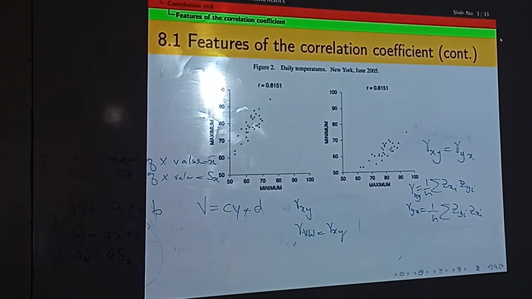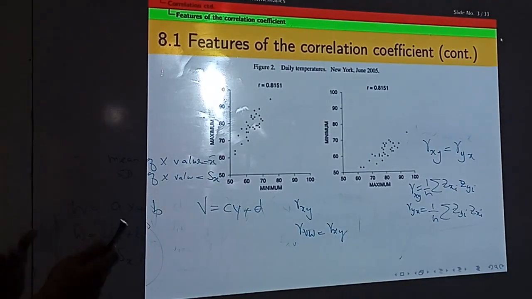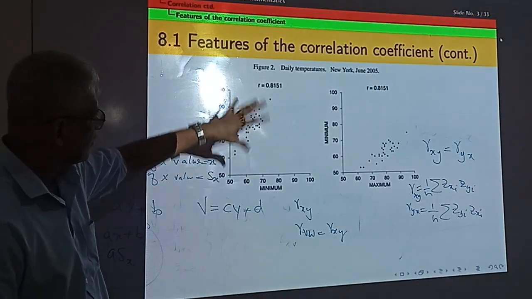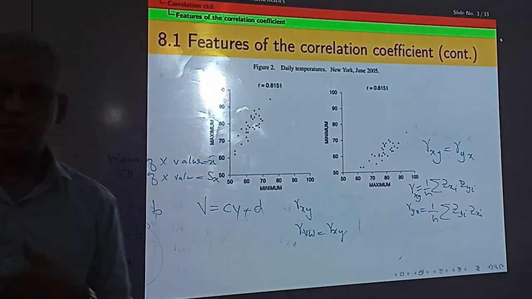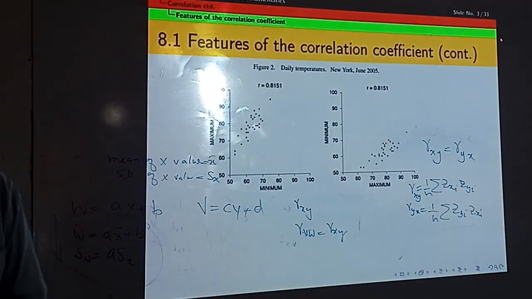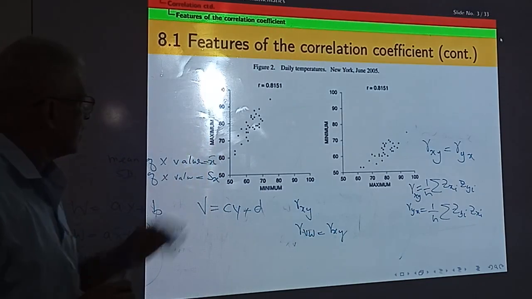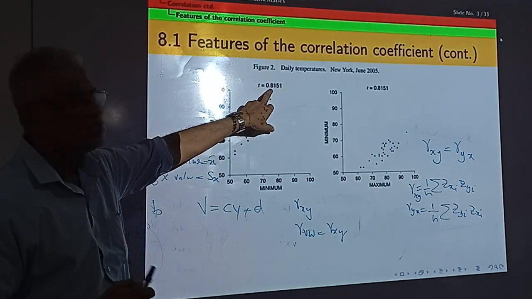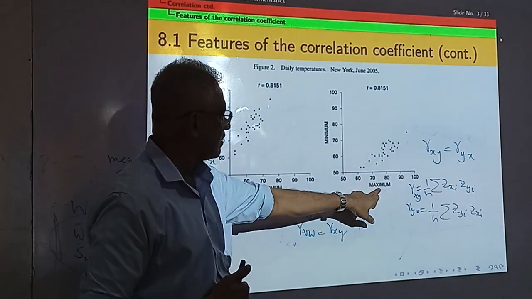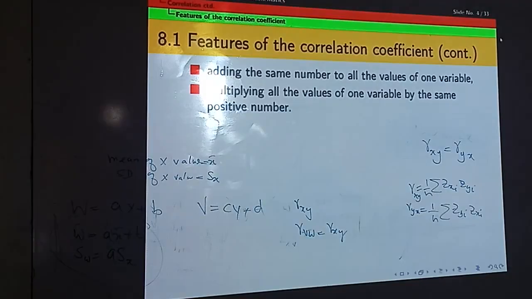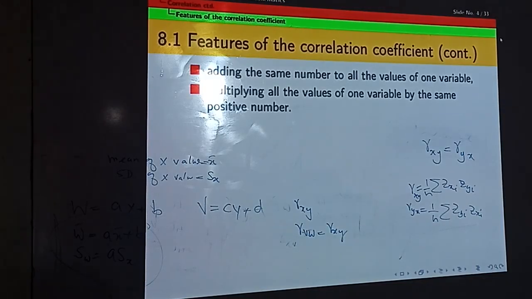So this is an example where you can interchange the two variables x and y. Here what we have is some temperatures. For each day we have a minimum temperature and a maximum temperature, so each day we have two values. If you take minimum as x and maximum as y and calculate r, then you have this number. If you take maximum as x and minimum as y, r is still the same. And adding a number or multiplying by a number doesn't change it either.